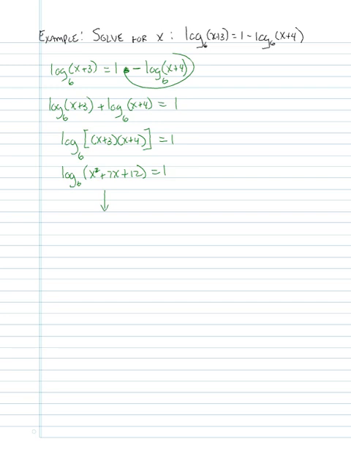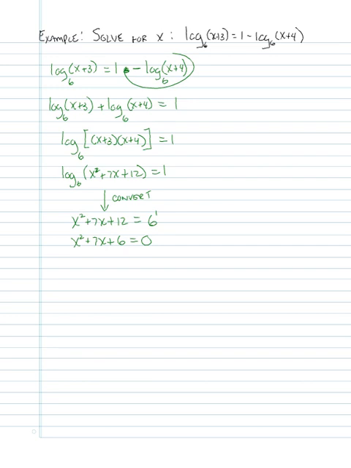And after we do that, then we convert to exponential form. And so the exponential form tells us that the argument, x squared plus 7x plus 12, is equal to the base to the power 1. Of course, that's just 6, isn't it? So we recognize that we have nothing more here than a quadratic equation. And so what I'd probably do is get 0 on the right side by subtracting 6 from both sides. So that would give me x squared plus 7x, and 12 minus 6 is 6, isn't it? Equals 0.